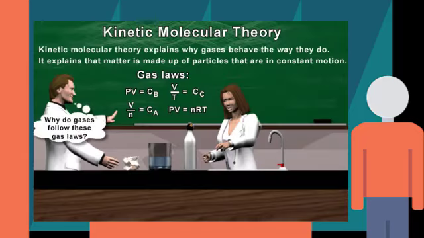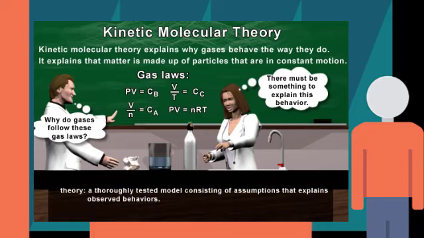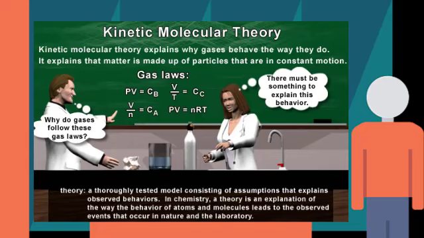In order to understand why gases follow a common set of gas laws, scientists were in need of a theory that explained the behavior of gases. A theory is a thoroughly tested model consisting of assumptions that explain observed behaviors. More specifically, in chemistry, a theory is an explanation of the way the behavior of atoms and molecules leads to the observed events that occur in nature and in the laboratory. Why gases behave the way they do is explained by the kinetic molecular theory.